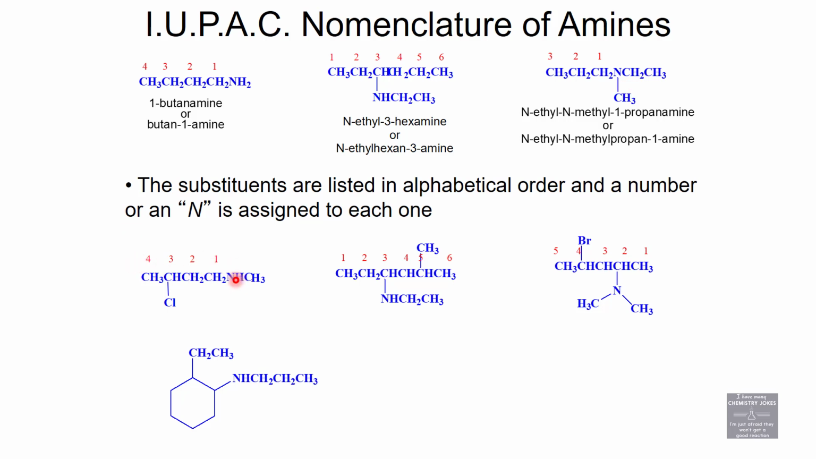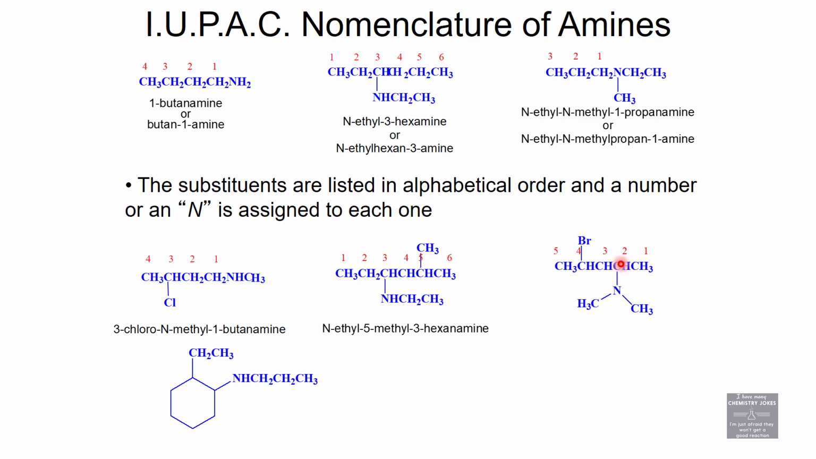Here's my longest chain. Nitrogen is the highest priority. The amine is the highest priority, so it gets the lower number. Chlorine has to fall in line because it's not high priority. Don't forget N-methyl. There you go. Nitrogen is highest priority. It has to get the lowest number possible, so I'm going to have a 5-ethyl and an N-ethyl.